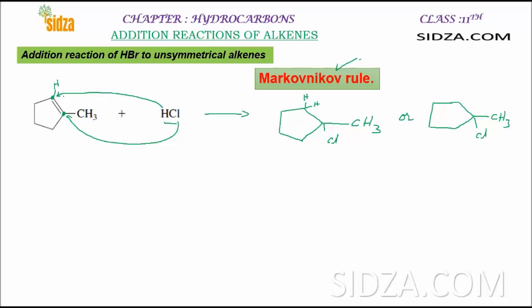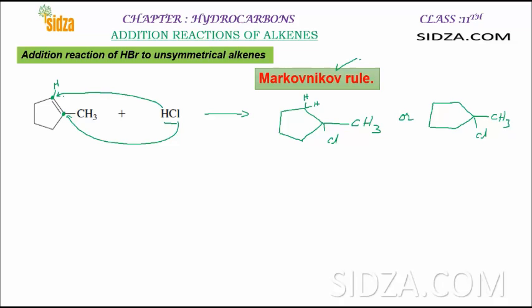Anti-Markovnikov addition also occurs, but that product is formed in a very small quantity. That's not the major product. You also get the anti-Markovnikov product, but in a very, very small amount, right? So that's not a major product.